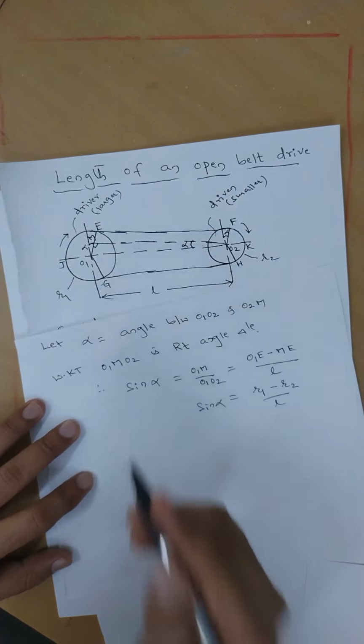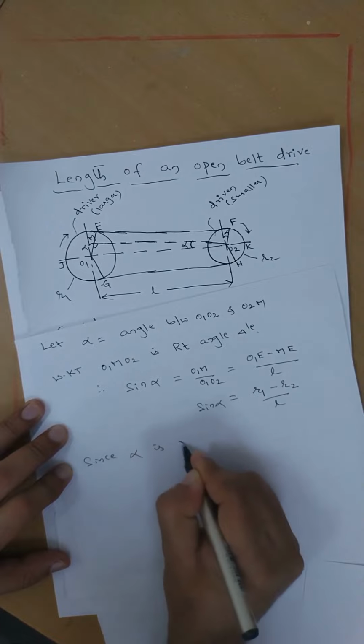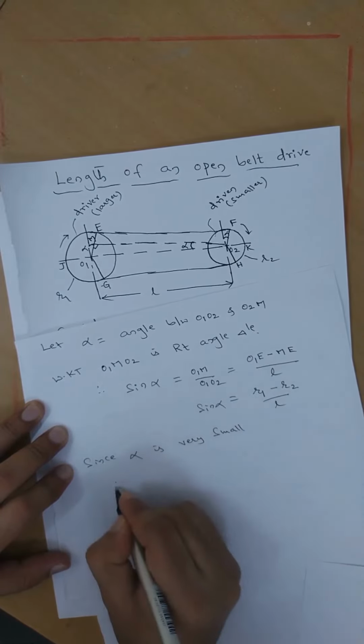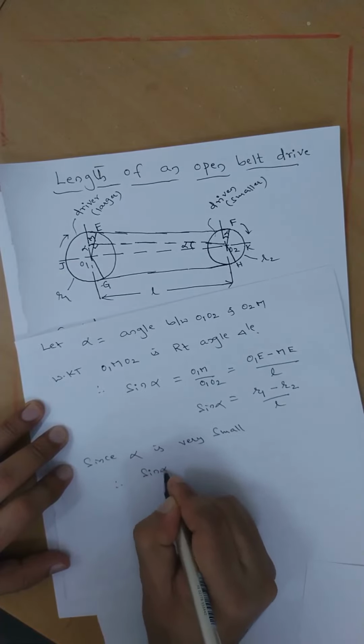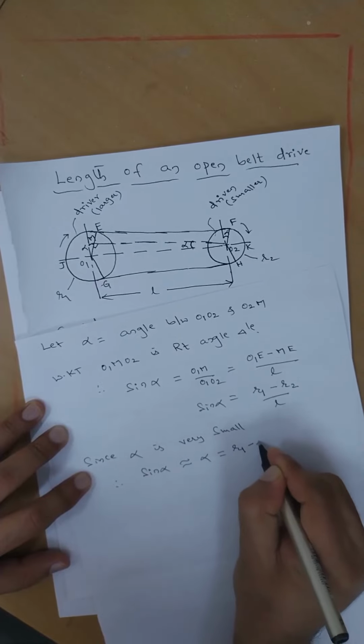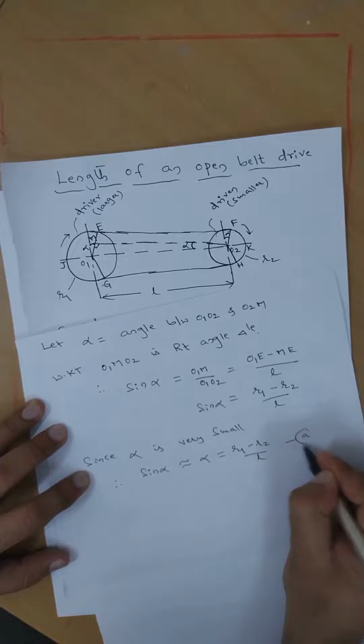This alpha is very small. Since alpha is very small, sin alpha is nearly equal to alpha, which equals R1 minus R2 divided by L. This is called equation A.